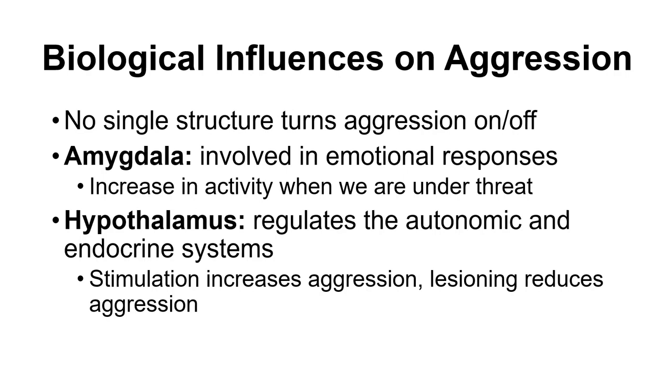We, of course, have areas that we know are linked to it and are probably part of at least some of the pathways that are going to be activated when we are being aggressive, but they're never going to tell us the whole story. So we have two really big ones that we need to talk about. The first is probably pretty obvious. Our amygdala is involved in a lot of our emotional responses. And if we know anything about the amygdala, it's specifically that it's going to be related to fear and aggression.